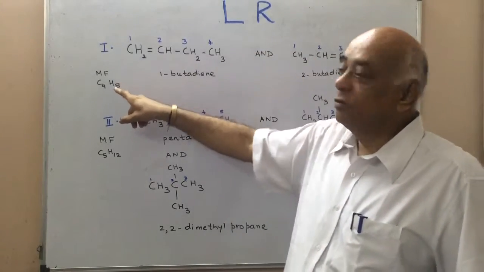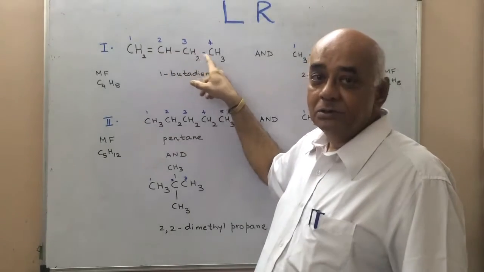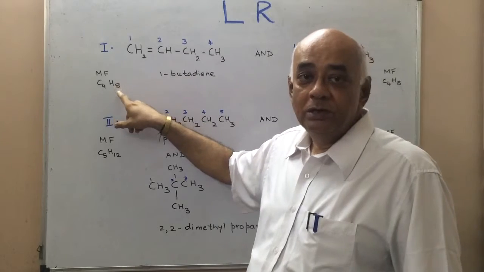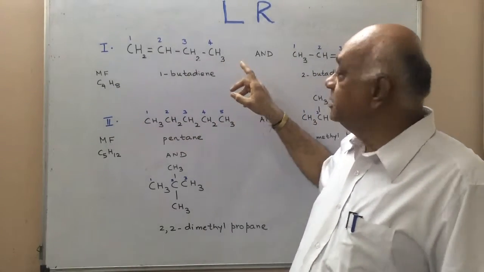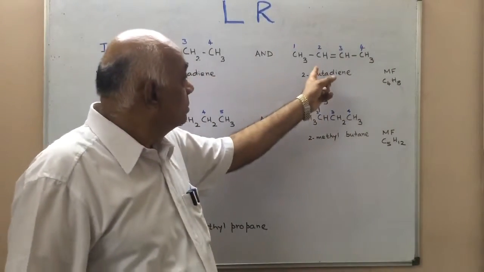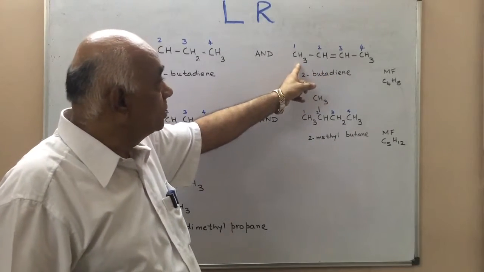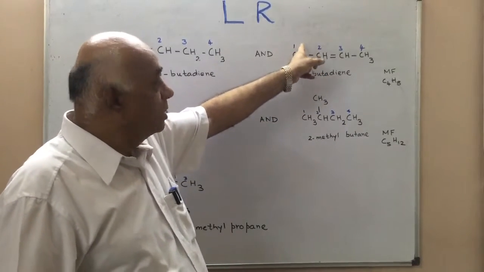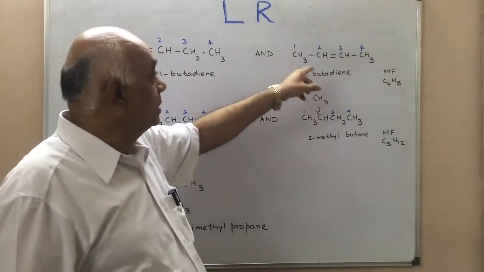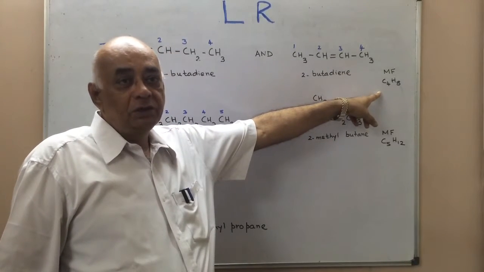This has a molecular formula which can be obtained by counting the carbon atoms and the hydrogen atoms, which works out to C4H8. There is another structure of the same molecular formula which is shown here. The numbering again, the carbon atom is numbered as can be seen. On adding the carbon and hydrogens, the molecular formula again works to C4H8.